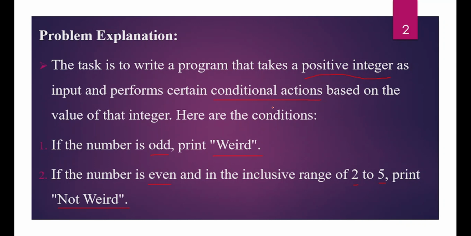First thing, input is a positive integer. Next thing, whatever number you are entering, if it is an odd number like 5, now you enter 5, your output will print as weird. And if that number is even, now you have not entered 5, you have entered 6, it is an even number, and if it is in the range of 2 to 5, then it should print not weird. So it will not print not weird even though the number is 6. It is an even number, but it is not in the range of 2 to 5.